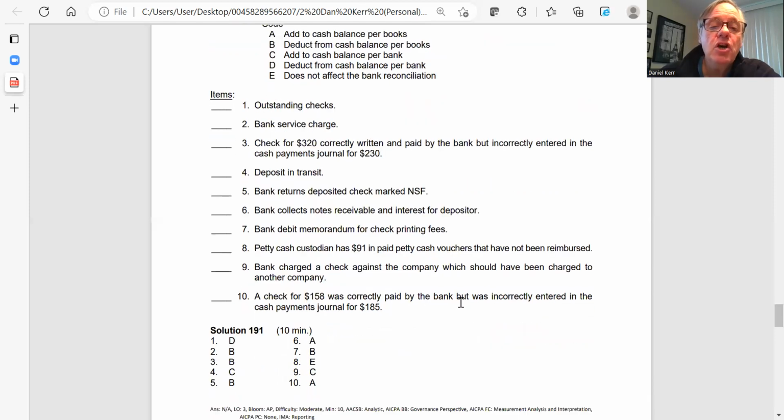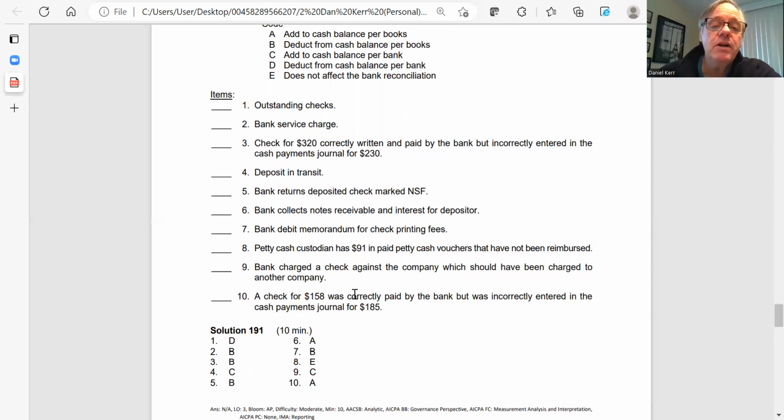Number 9, bank charged a check against the company which should have been charged to another company. This is rare that this happens, but the bank took money out of our account that they shouldn't have. So that would be an addition to the balance per the bank, and that would be C.